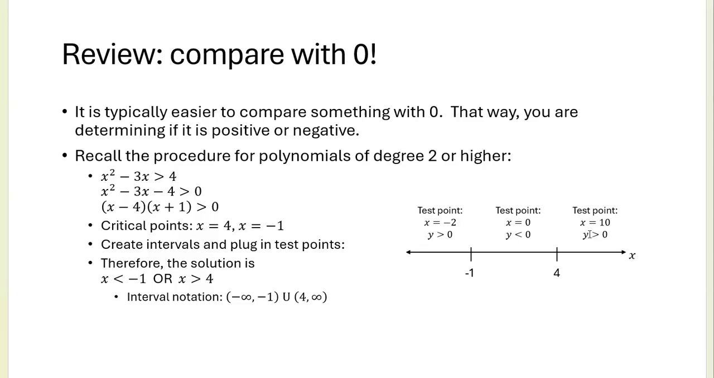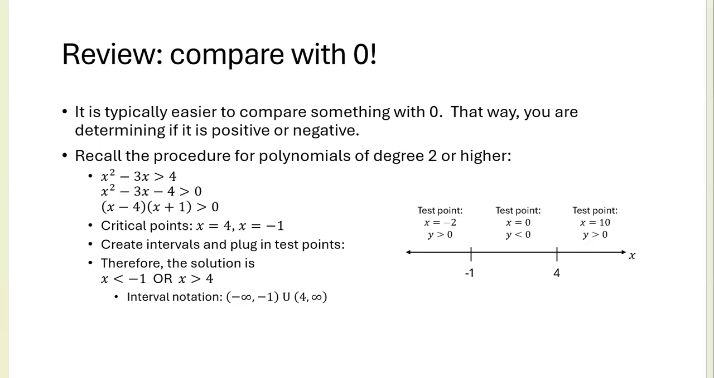So what are we interested in? We're interested in when it's greater than 0. So it's in this interval over here and this interval over here. So x is less than negative 1, or x is greater than 4, which in interval notation we write as negative infinity to negative 1, union 4 to infinity. All right, with that review, now let's go into some simple examples.